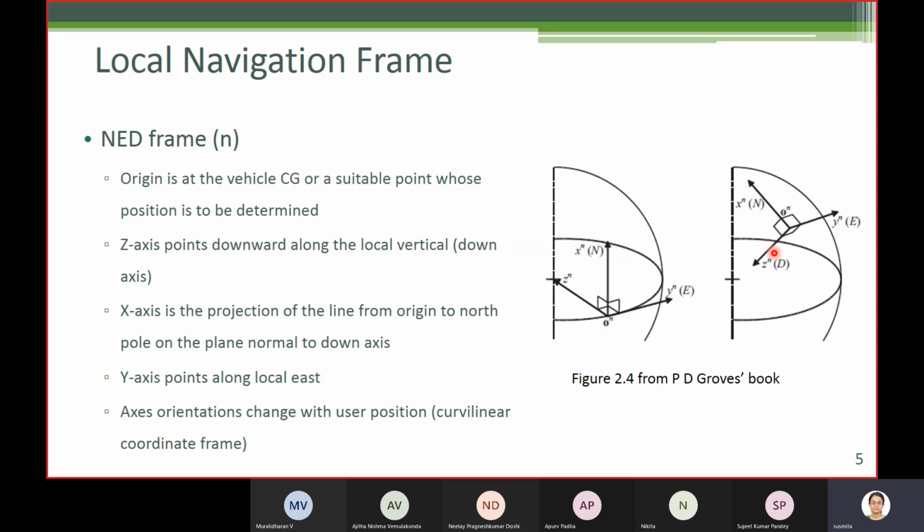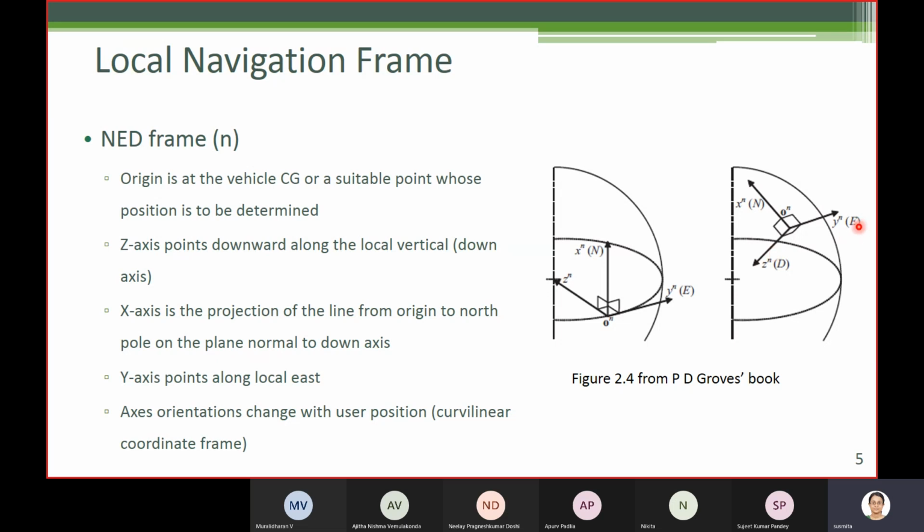One way is to use the right-hand thumb rule. Another way is to extend three fingers of the right hand such that the thumb is along the x-axis, the forefinger is along the y-axis, and the middle finger is along the z-axis. You just orient these three fingers of your right hand, and you will find that this is a right-handed orthogonal coordinate frame, NED, north-east-down frame.